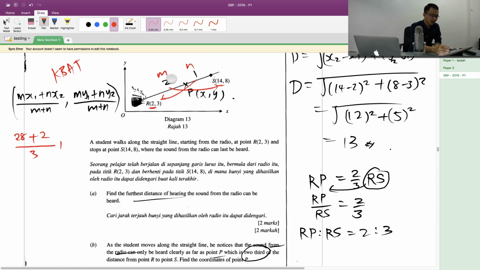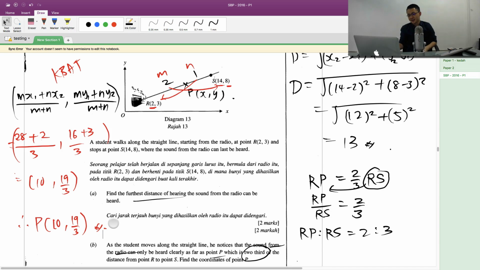Comma, do the same thing. Now for y, I will use 2 to multiply the y, 2 multiplied by 8 is 16, and then I will use 1 to multiply the 3, plus 3, over 3. Then this is the coordinate for xy. So therefore it equals 30 divided by 3 is 10, and this one is just 19 over 3. So the coordinate P is 10, 19 over 3.